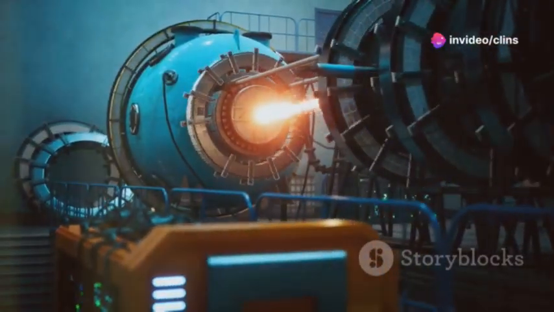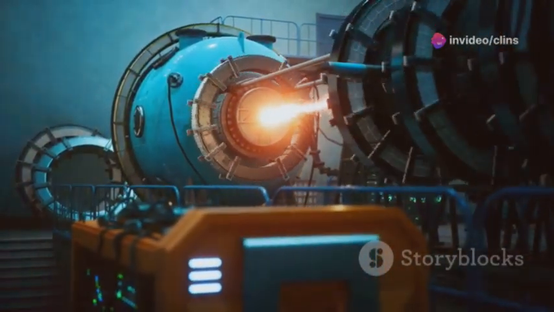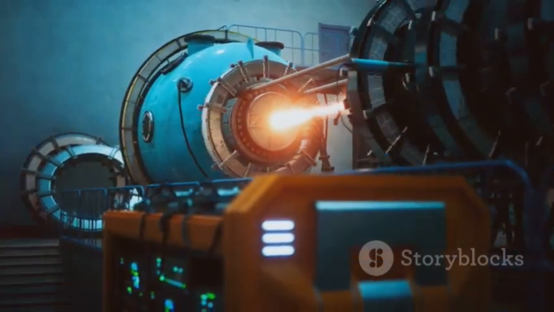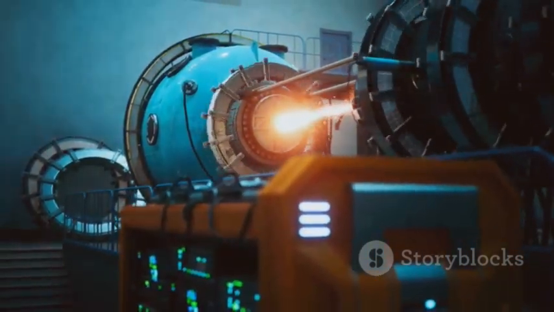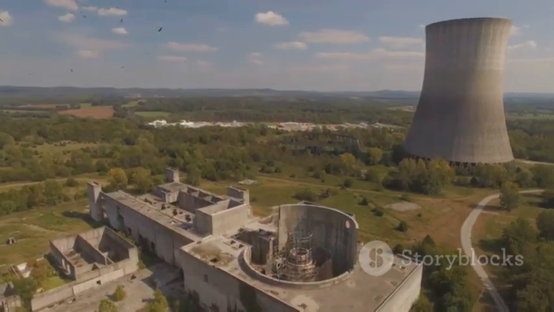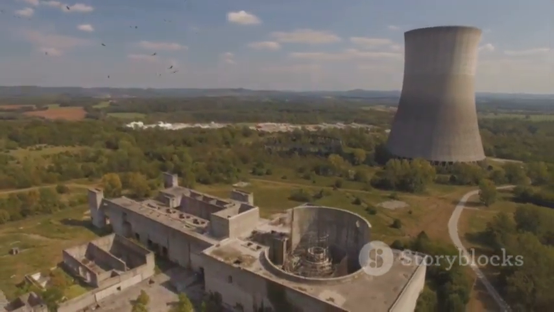Each type of reactor, including the MSR, has its own set of advantages and disadvantages in terms of efficiency, safety, fuel usage, and waste production. This diversity contributes significantly to the array of nuclear power generation technologies available today.